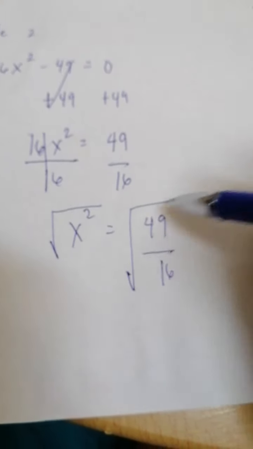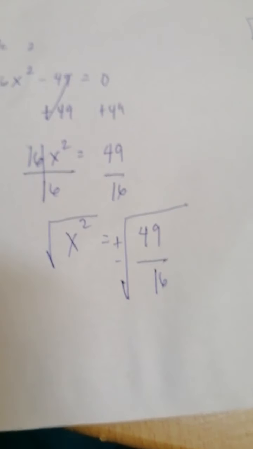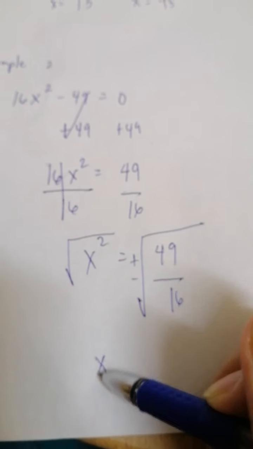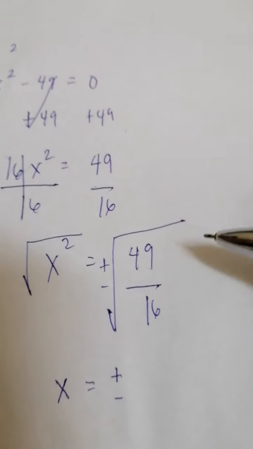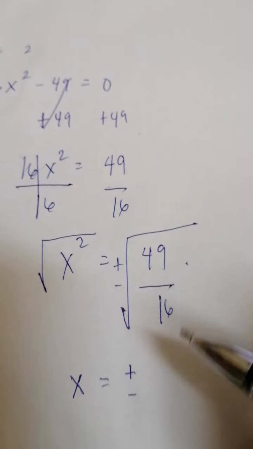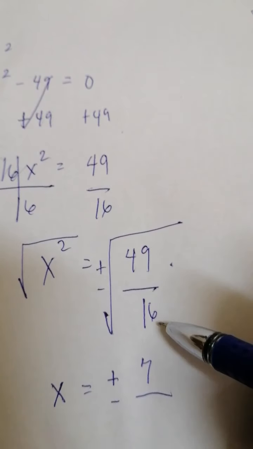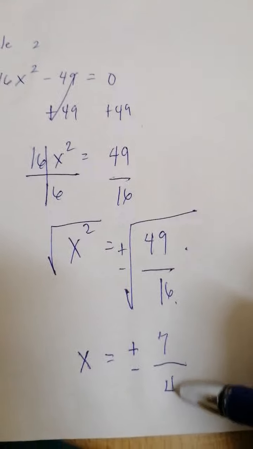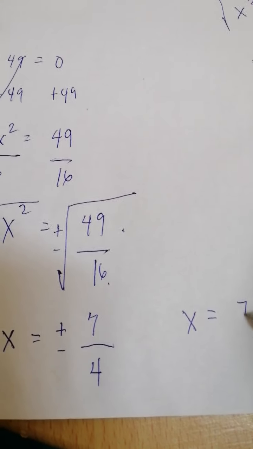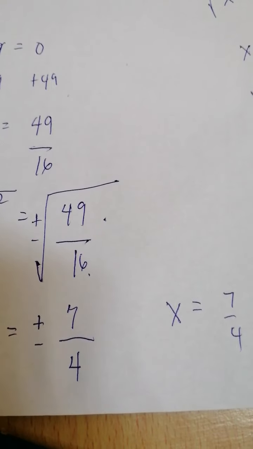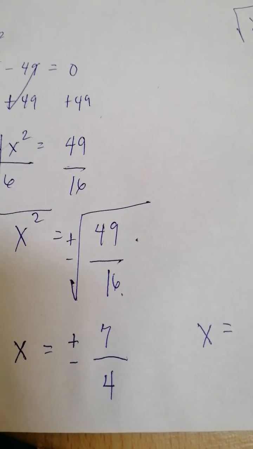So square root. This is positive negative. So the square root of x squared is x, so x is equal to positive negative. Get the square root one by one. The square root of 49 is what? Positive negative 7, right? The square root of 16 is what? Positive negative 4. So your solutions will be x is equal to 7 over 4 and x is equal to negative 7 over 4. Got it?